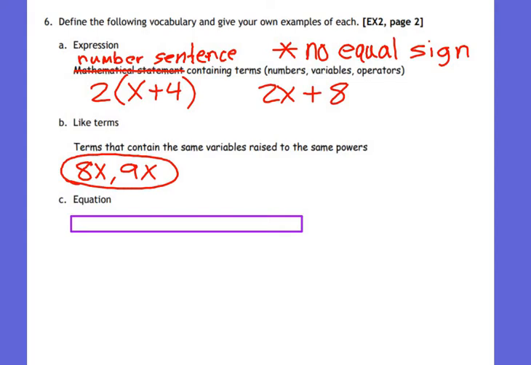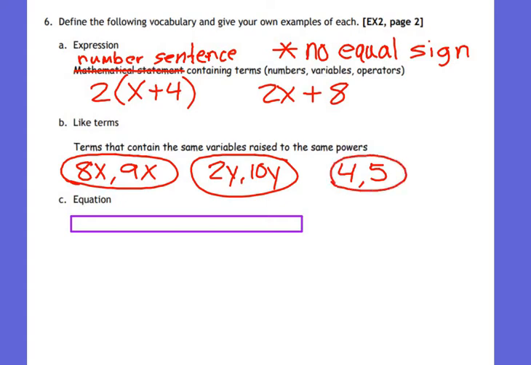Anyone have a different one? 10y plus 2y. 2y and 10y are like terms. What about 4 and 5? Are they alike? Yes. Do they even have a last name? No, but they're still alike, right? So those are like terms.